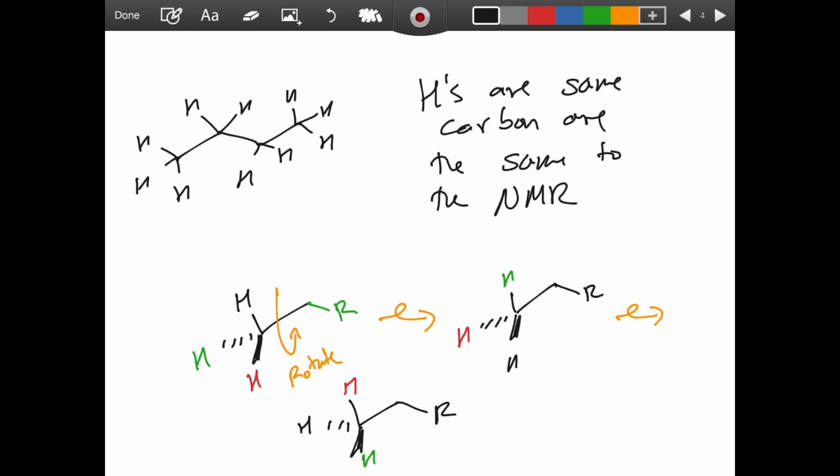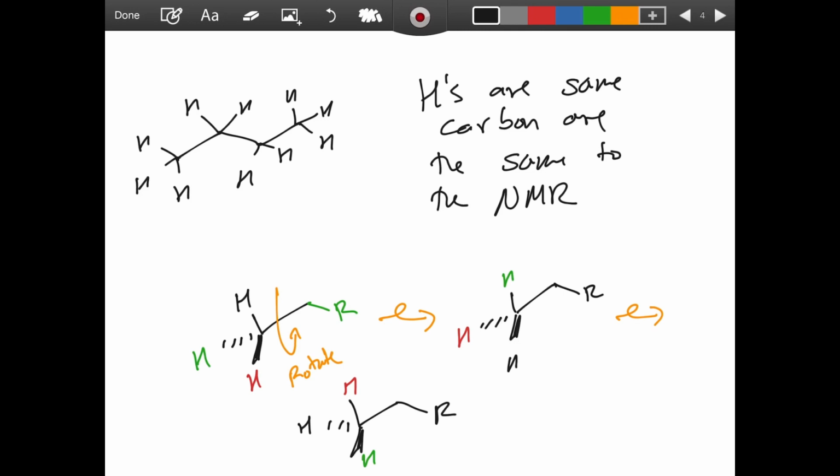So it sees the black hydrogen, the red hydrogen, and the green hydrogen as all being the same hydrogen. Because every time it takes a picture, it's just seeing magnetic field, right? Every time it scans, the magnetic field from the black hydrogen looks exactly the same as the magnetic field from the red hydrogen or the green hydrogen. And so the NMR can't tell them apart. So whenever you have a CH3, the NMR sees all three of those hydrogens as being the same.